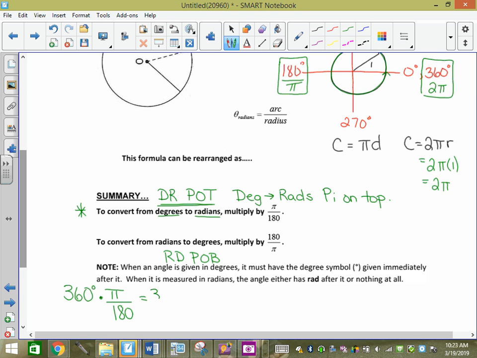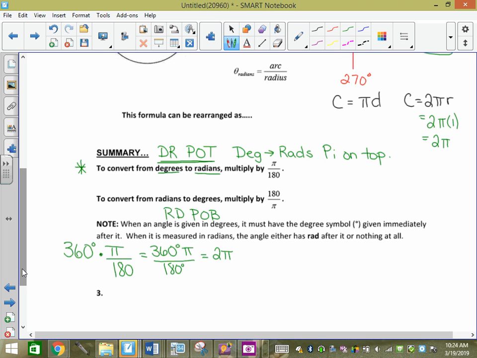So we're going to get 360 degrees times pi over 180 degrees, if we really want to. The degrees cancel, and we're left with 2 pi. So 360 actually does equal 2 pi. Now, if I say 2 pi, that's assumed to be radians. So if there are no units, the units are rads, radians.